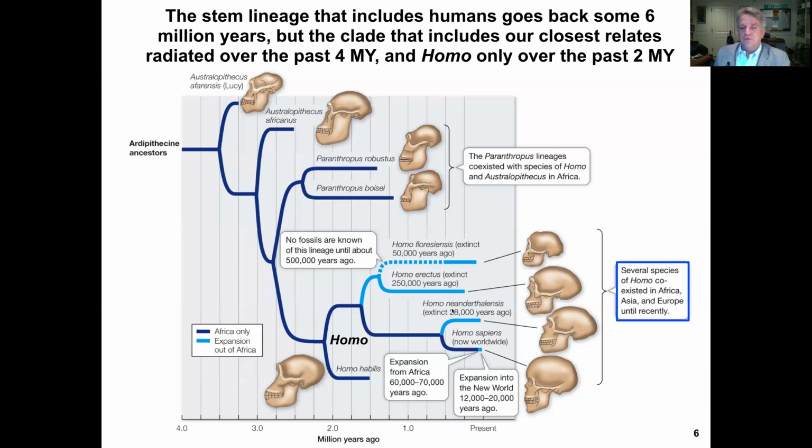And prior to the extinction of Neanderthal, we have the evidence of expansion of our species out of Africa and expansion of our species into the Western Hemisphere about 12,000 to 20,000 years ago.